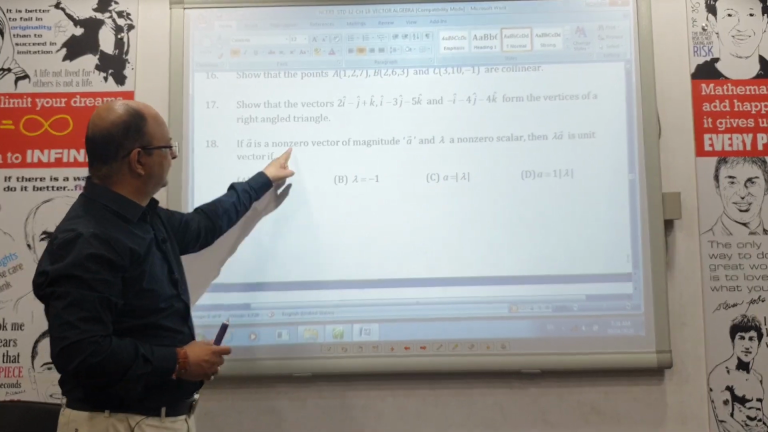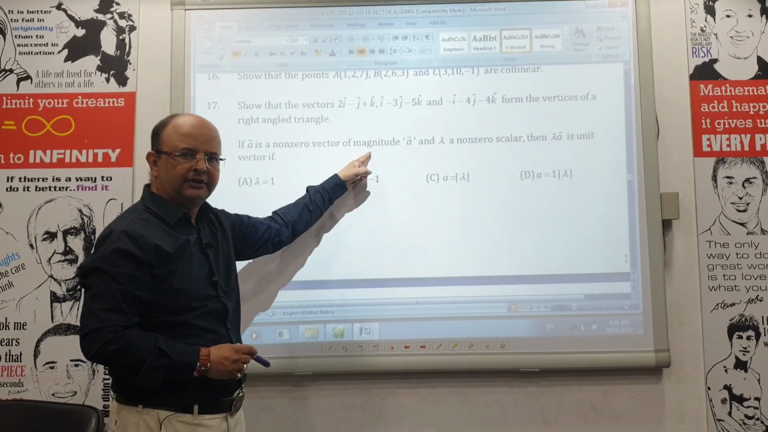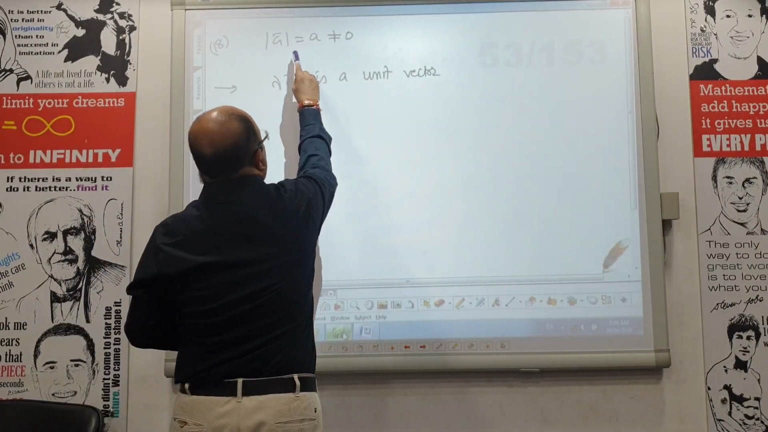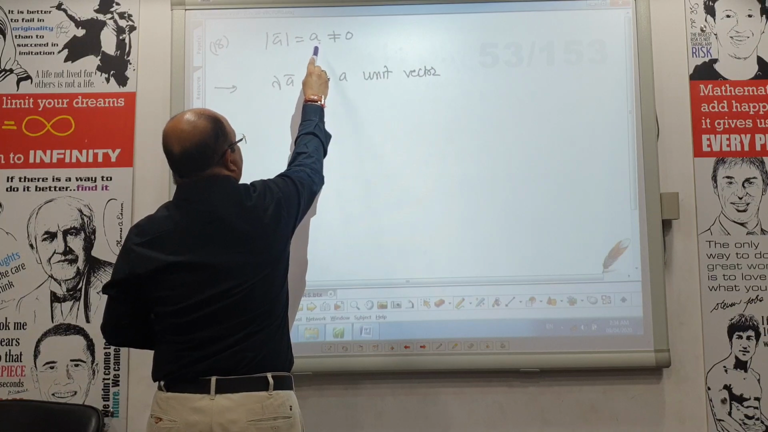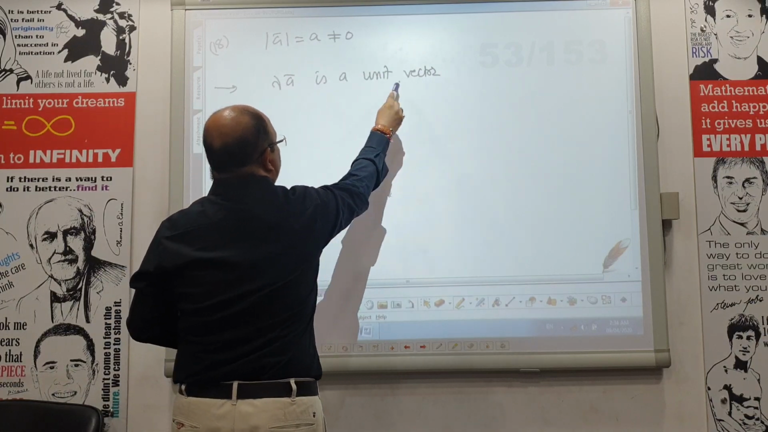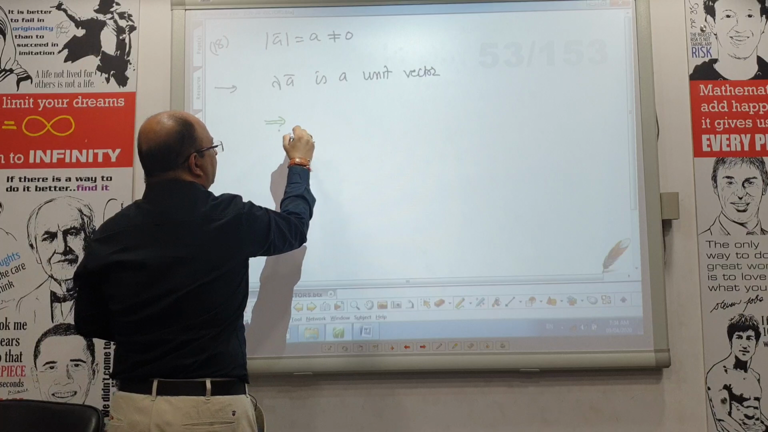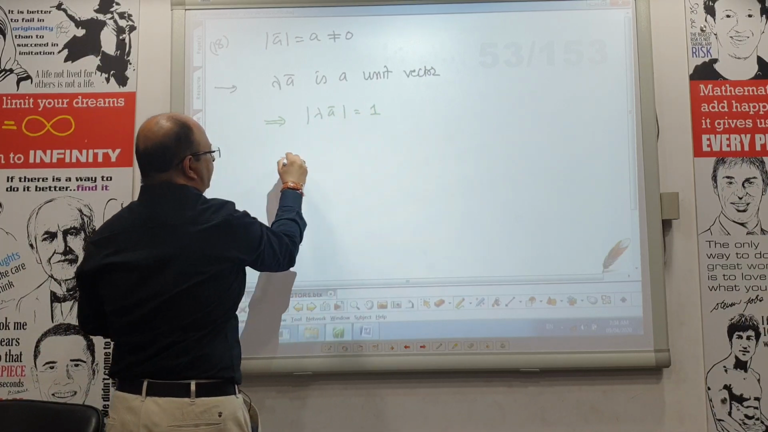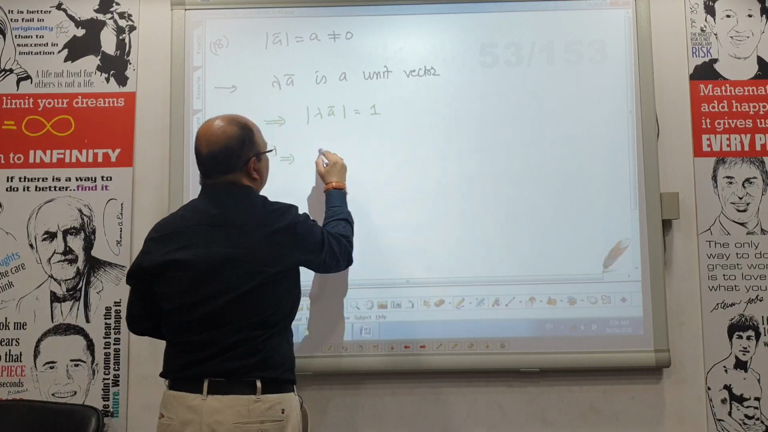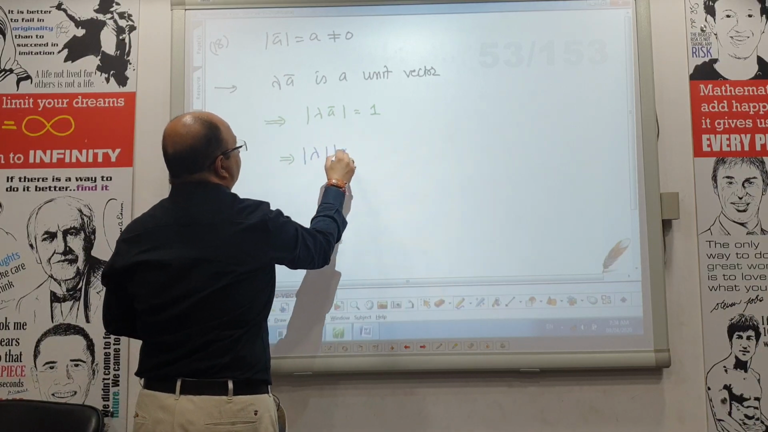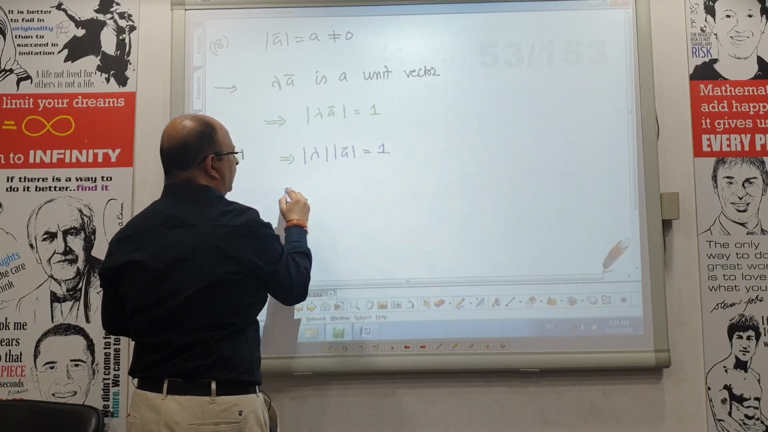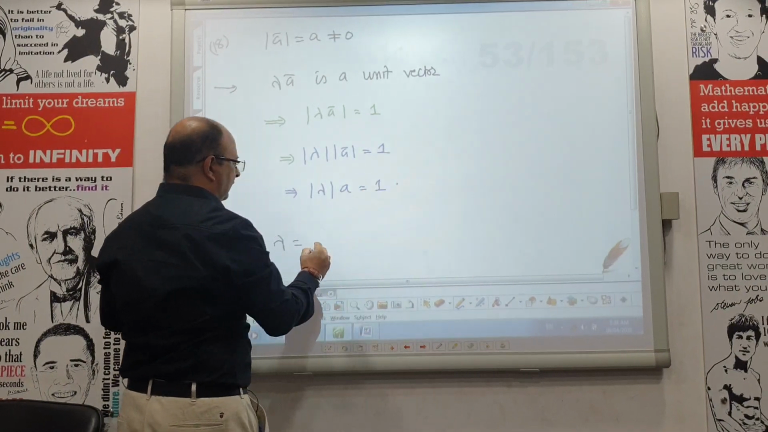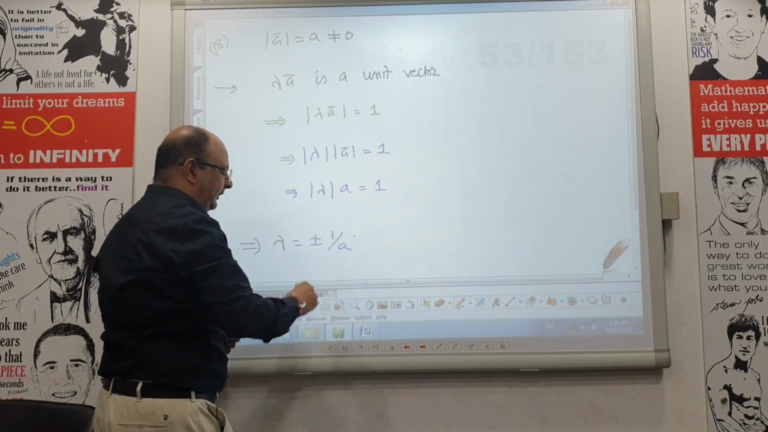Come on, a bar is a non-zero vector with magnitude A. Mod a bar is A. Yeah, lambda a bar is a unit vector, that means mod of lambda a bar is 1. That is, mod lambda times mod a bar equals 1. That is mod lambda times A equals 1, or lambda equals plus or minus 1 by A.